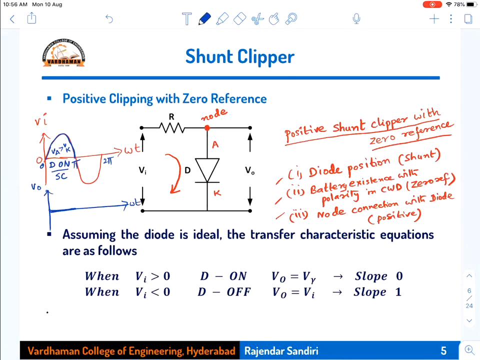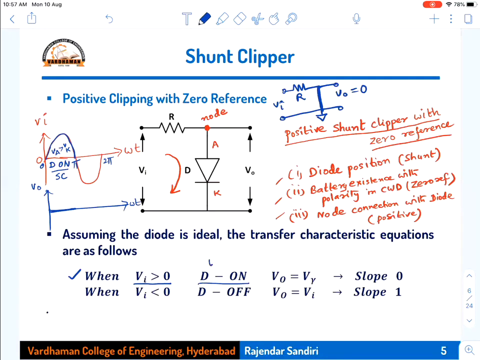So the equivalent circuit will be like this. So this is the resistor and the diode is short circuit. Output is this way. Input is this one. Output is this one. It is short circuit. That means output is directly connected to the ground. So output value is 0. That means for first line, assume that diode is ideal. The transfer characteristic equations are as follows. When Vi is greater than 0, that means positive cycle. Under that case, diode D is on.